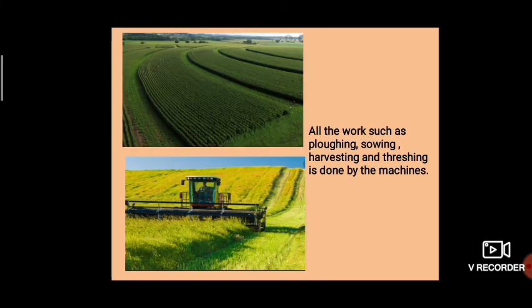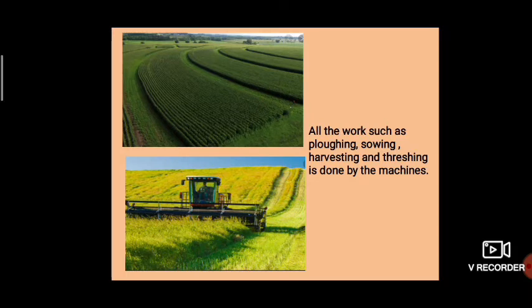Next is this, these are the farms where I told you that hardly any trees are found. So these are the two farms of prairies. All the work such as plowing, sowing, harvesting and threshing is done by the machines. This machine is known as combine. Combines are the machines which do all these three works together. So this is combine.